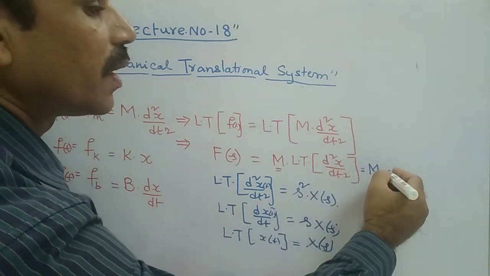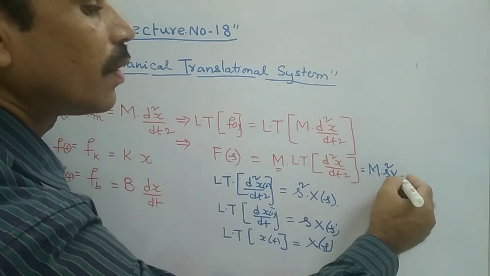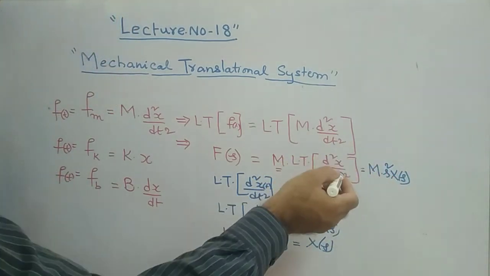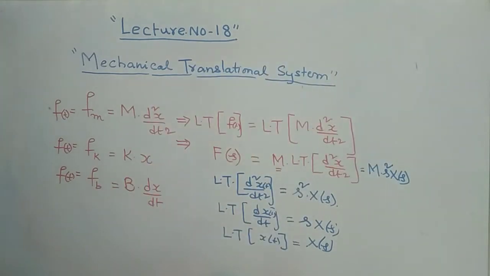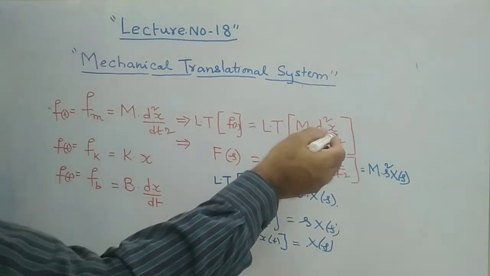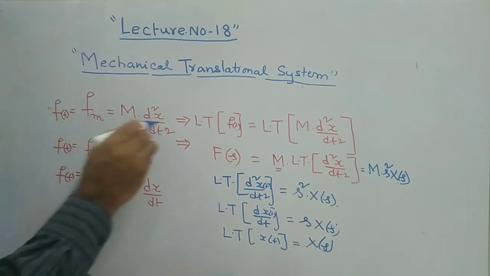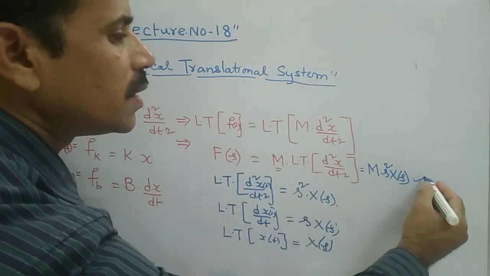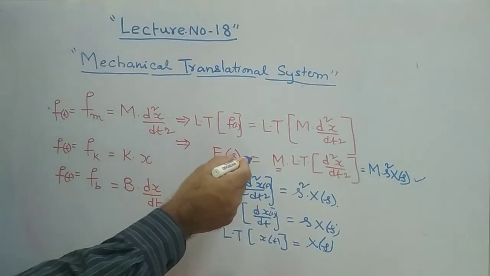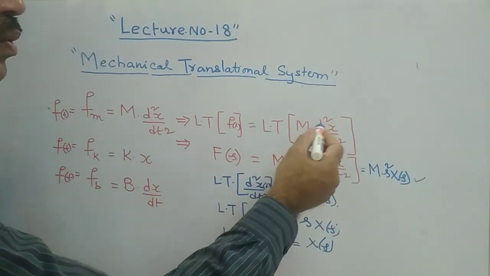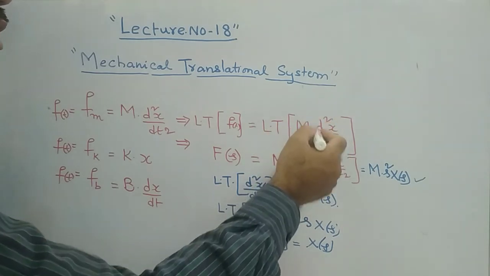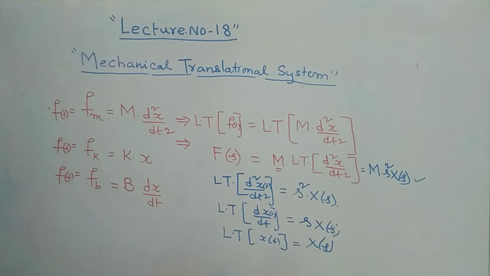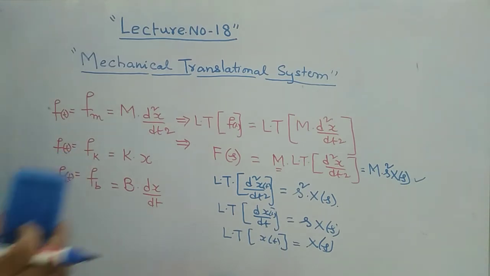d square by dt square is nothing but s square into x of s. Understood? So d square by dt square is nothing but s square and x of t is nothing but x of s. That is what f of s means. So after application of the Laplace transformation for this first force balance equation of mass element, you will be getting this as your answer. F of s is equal to m into, m is constant, therefore it becomes s square into capital X of s. Clear?